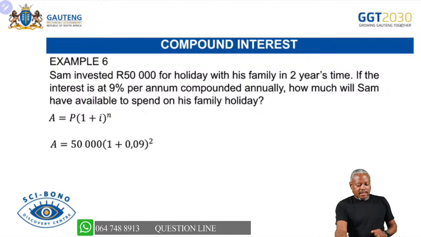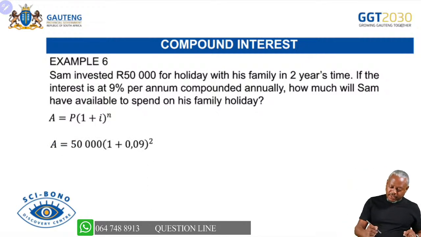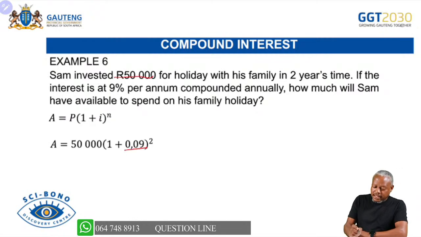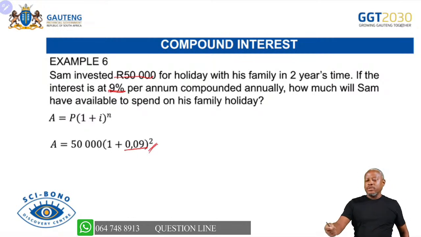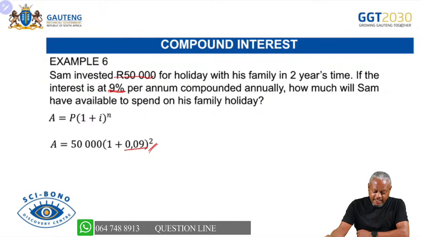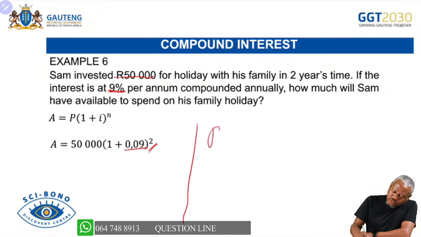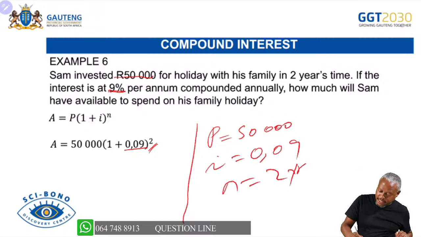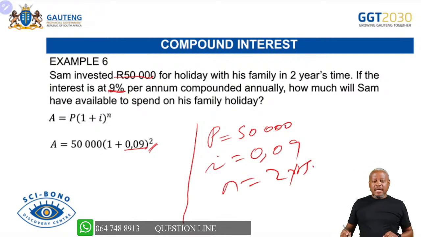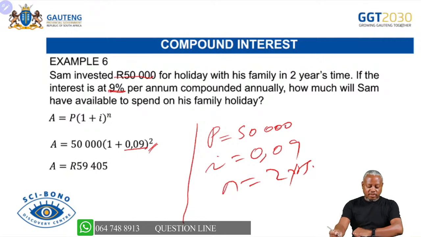Now, the next one, this is how it goes. P will be our principal amount. And then we've got the number of terms, which is how many years? It's 2 years. So this is how you're supposed to do it. All I'm asking is that you write P is equal to how much? It's 50,000. I is equal to 0.09. And N is equal to 2 years. Then you just substitute into the correct formula, and here will be our solution. You must get that solution.